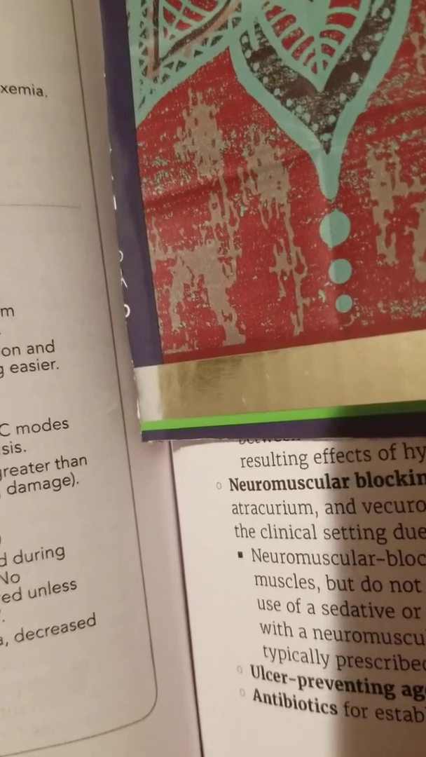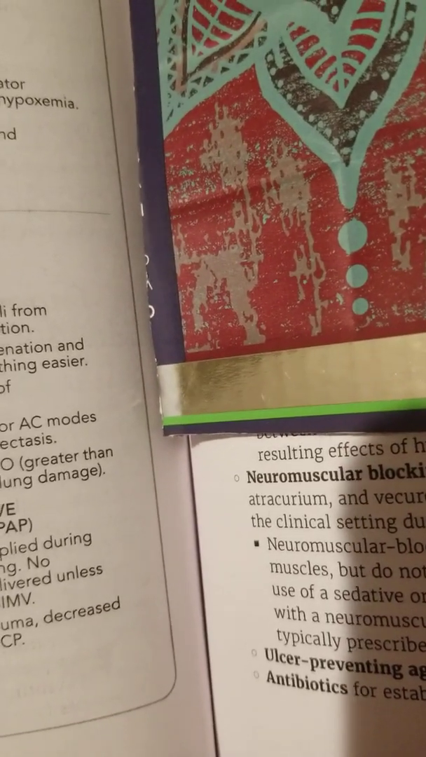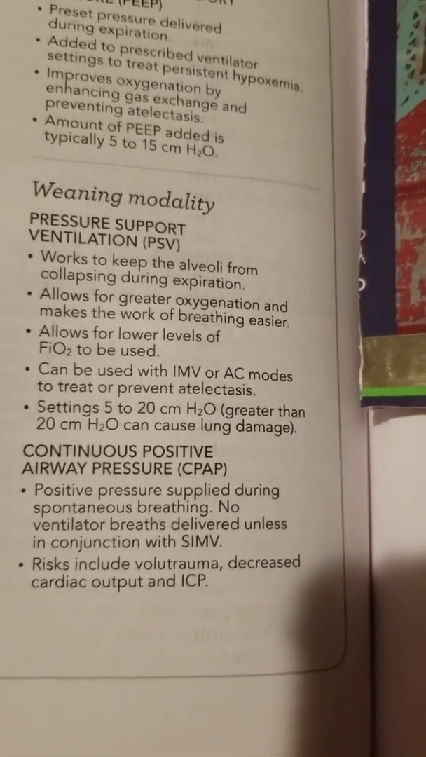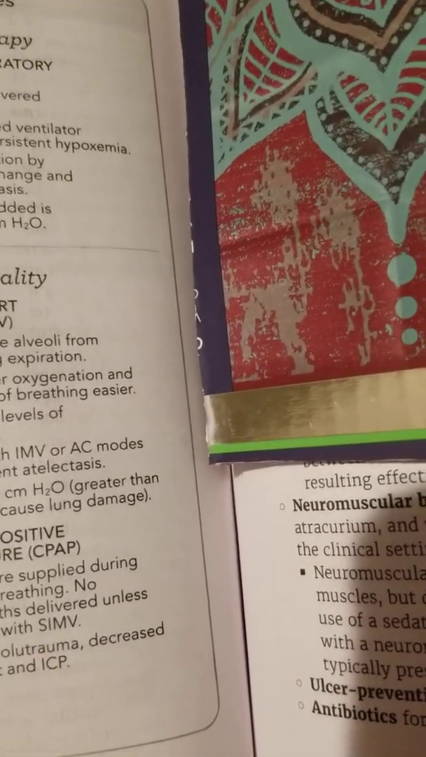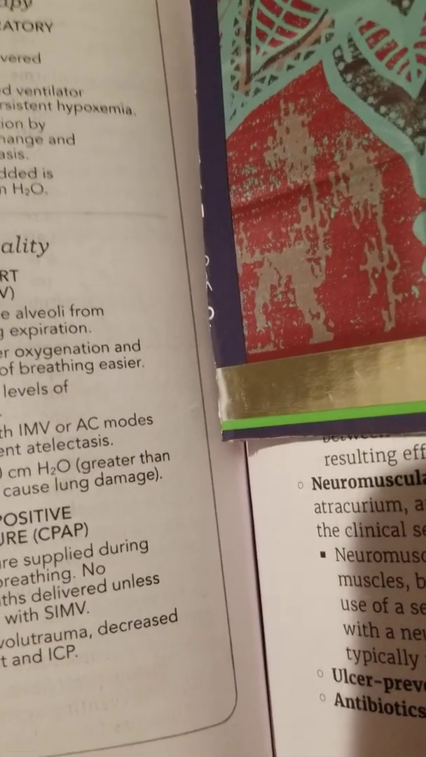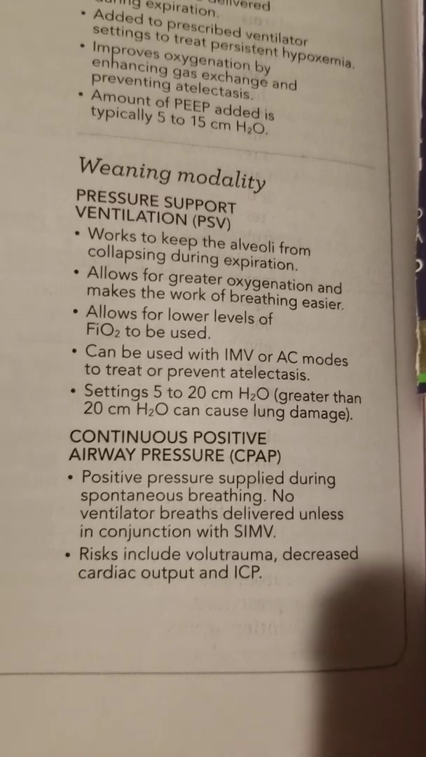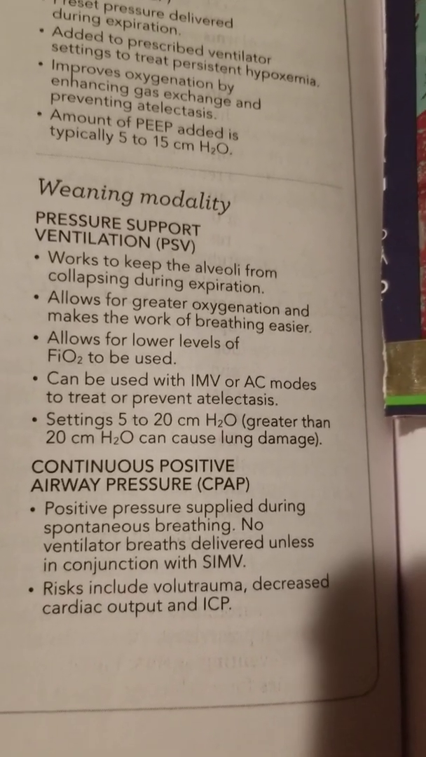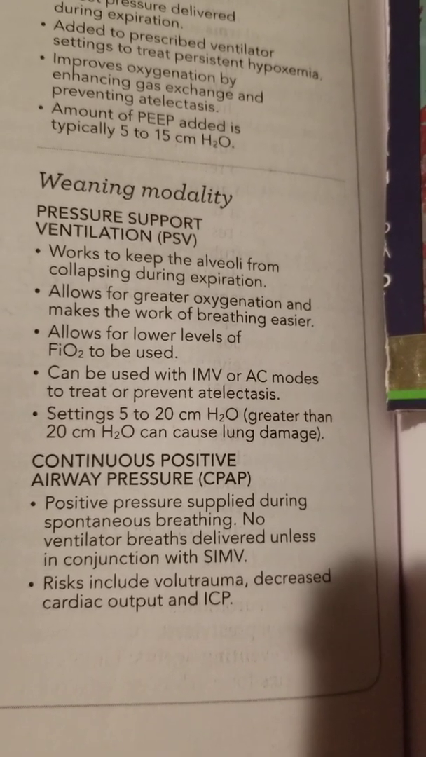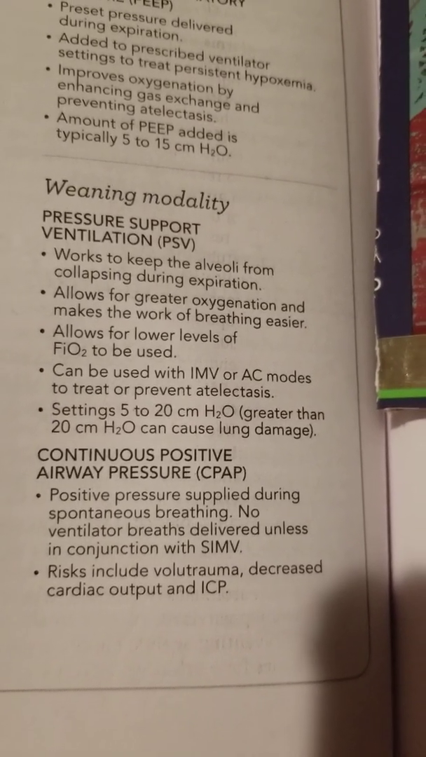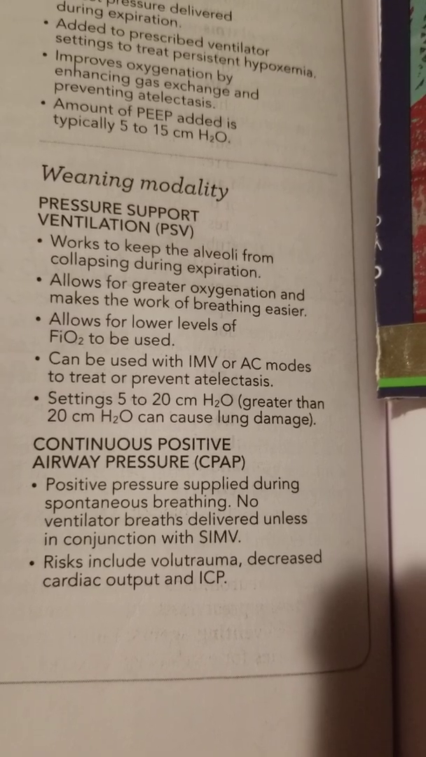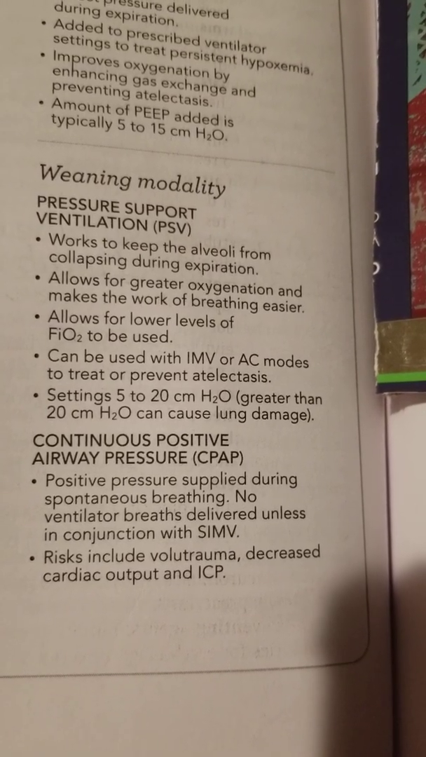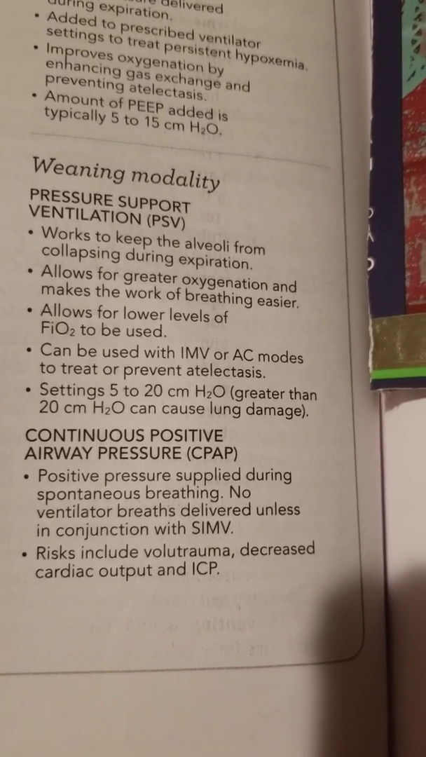We don't have IMV listed here. It does not look like intermittent mandatory ventilation. Or AC modes, which would be the assist control, AC. It can be used with IMV or AC modes to treat or prevent atelectasis. The setting is 5 to 20 centimeters H2O. Greater than 20 centimeters H2O can cause lung damage.